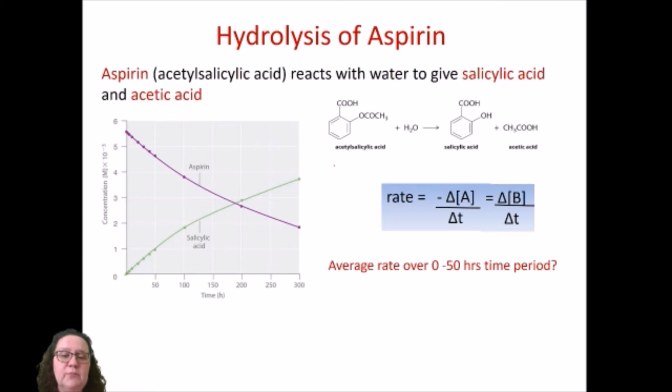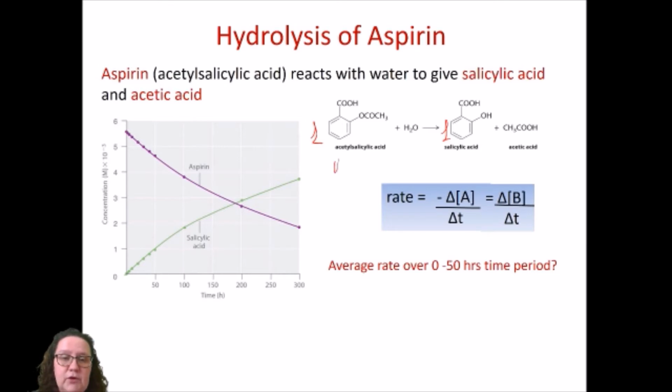You've got here a graph representing the hydrolysis reaction of acetyl salicylic acid, aspirin, into salicylic acid and acetic acid. It just shows the change of the concentration of the aspirin and the salicylic acid over a period of 300 hours. Because the reaction is 1:1, for each mole of acetyl salicylic acid that is hydrolyzed, 1 mole of salicylic acid gets formed. The rate of disappearance of acetyl salicylic acid is the same as the rate of appearance of salicylic acid.